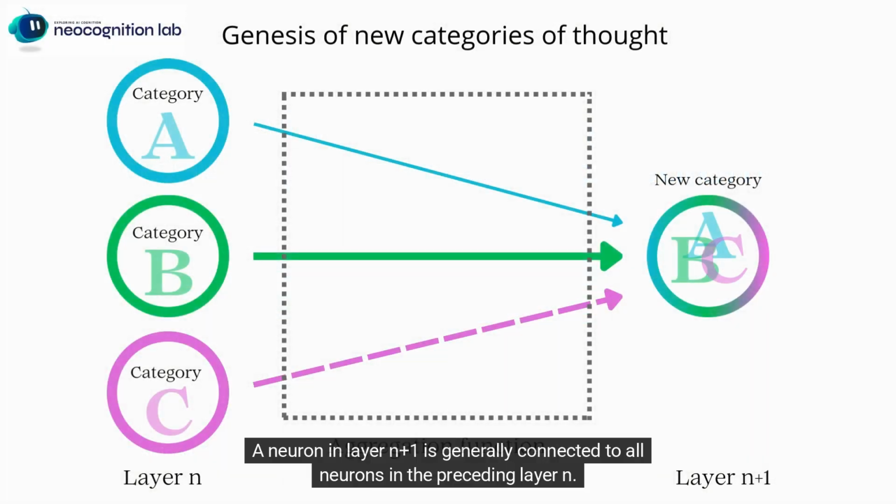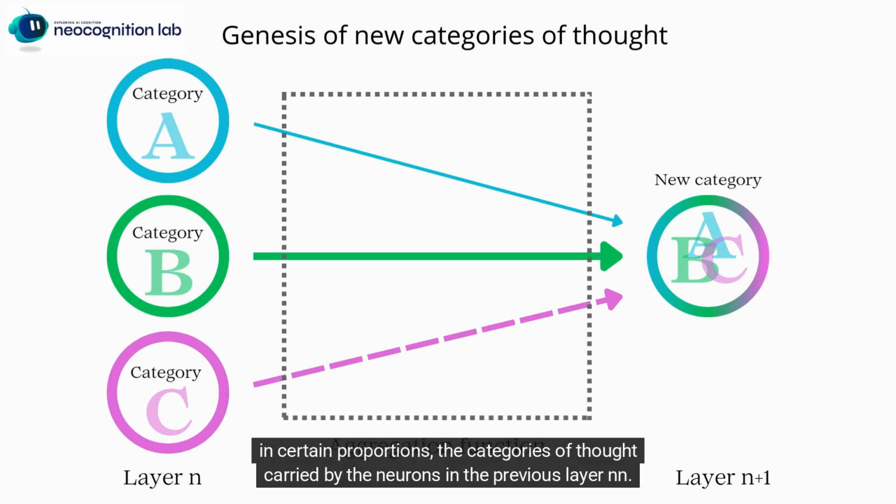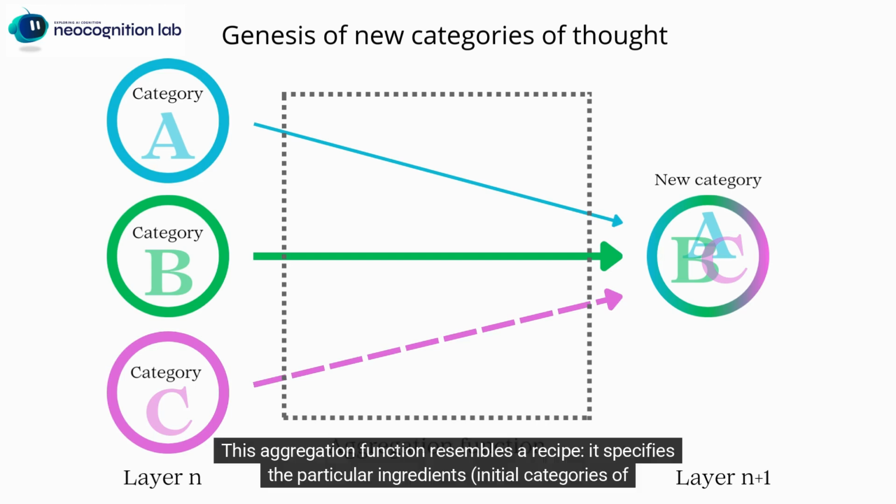A neuron in layer n+1 is generally connected to all neurons in the preceding layer n. In other words, the category of thought represented by a neuron in layer n+1 is constructed by combining, in certain proportions, the categories of thought carried by the neurons in the previous layer n. This cognitive activity of creating new, original categories of thought is driven by the mathematical function specifically defining each neuron, its aggregation function.